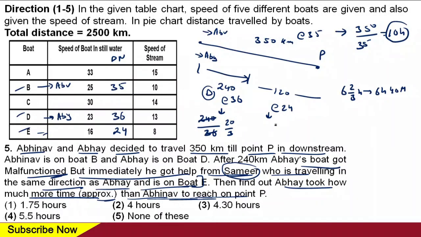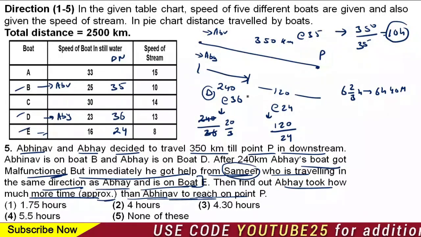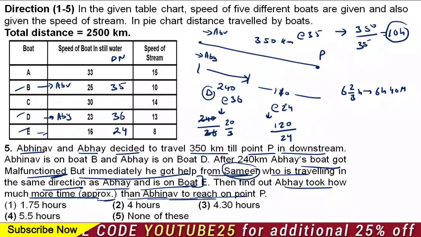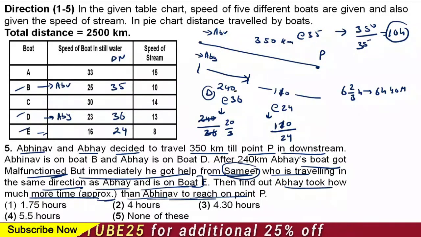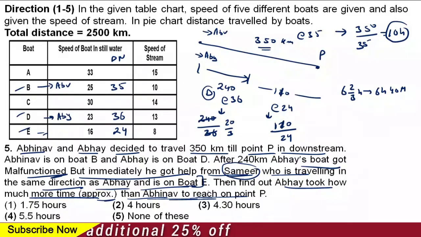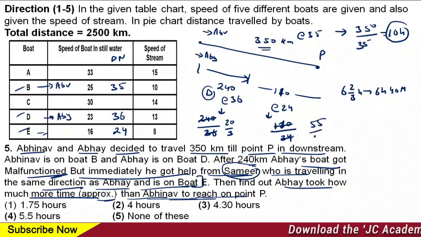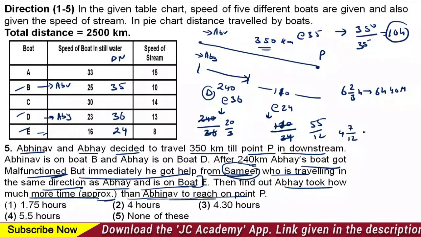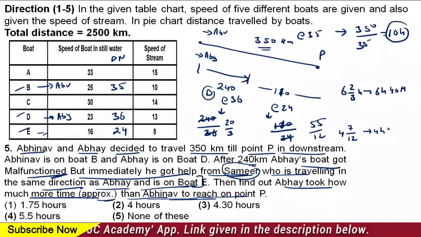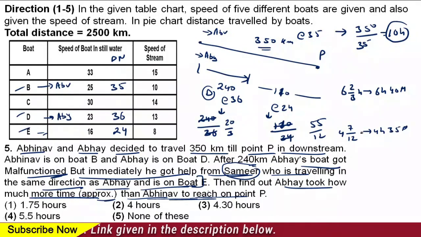As far as the second half of the journey is concerned, it will be traveled at the rate of 24 kilometers per hour. So my mistake, it is 110 kilometers, please take it as 110. This is all 350 kilometers. So the first 240 and the remaining 110. So 110 upon 24. What do we do? Divide it by 2, so we have 55 upon 12. This happens to be 4 hours and 7 by 12 of an hour.